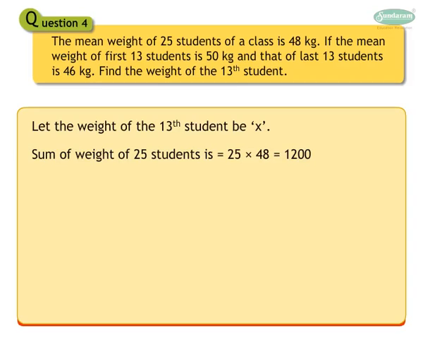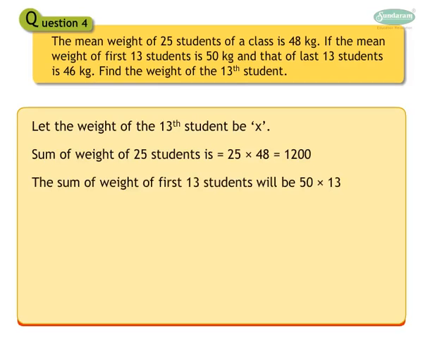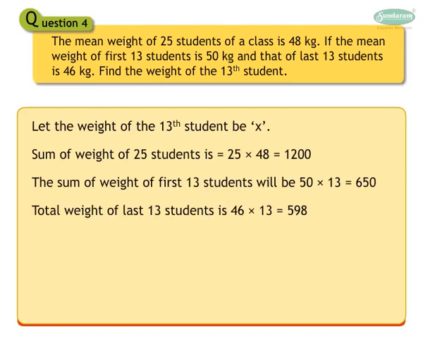because 48 is the average weight. The sum of weights of the first 13 students will be 50 into 13, which is 650 kilograms. The sum of weights of the last 13 students will be 46 into 13, which is 598 kilograms. So x will be equal to the weight of the first 13 students plus the total weight of the last 13 students minus the total weight of 25 students. So x is equal to 650 plus 598 minus 1,200, which is equal to 48 kilograms.